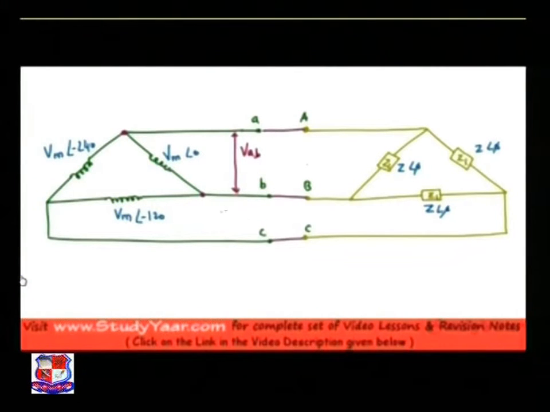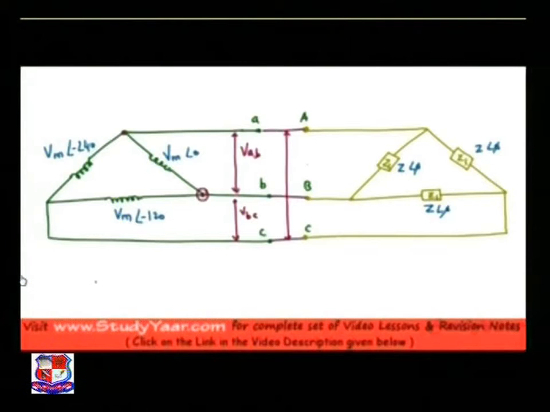What is your line voltage VBC? It is simply the voltage across this point and this point, which is this voltage. And what is your line voltage VCA? It is the voltage across this point and this point, which is the voltage generated in this coil. So I have got my line voltages.